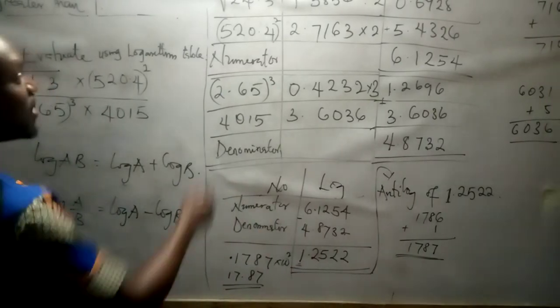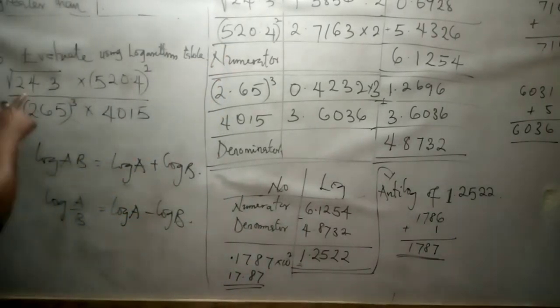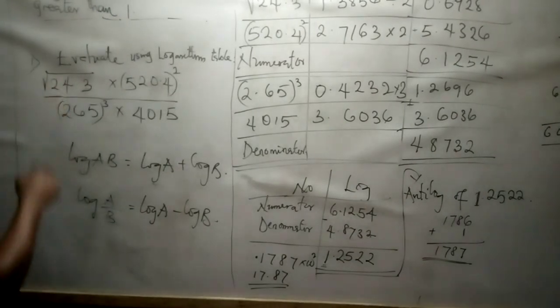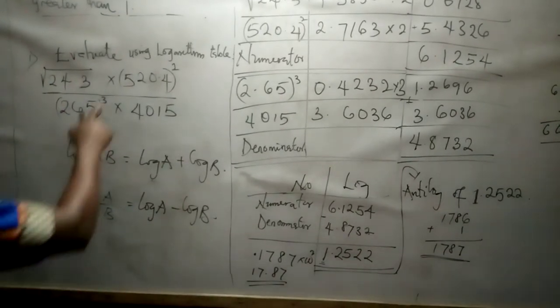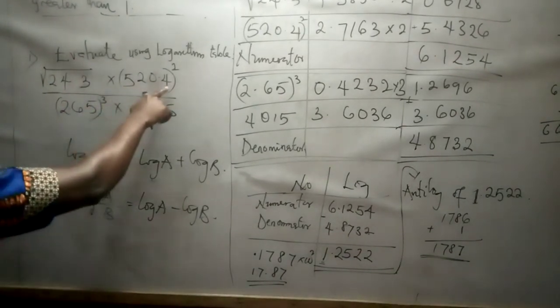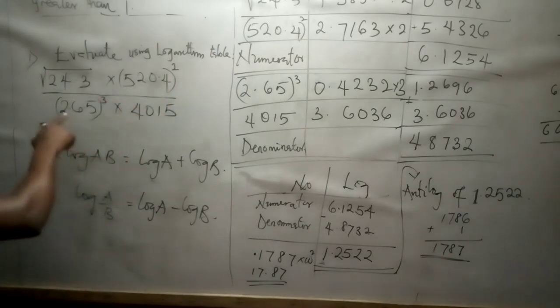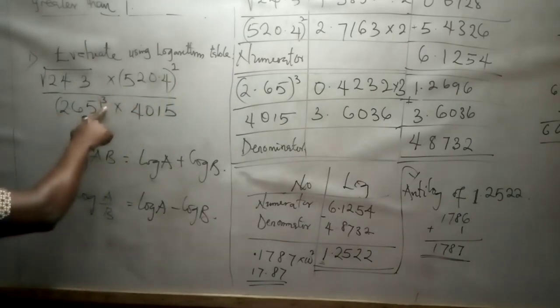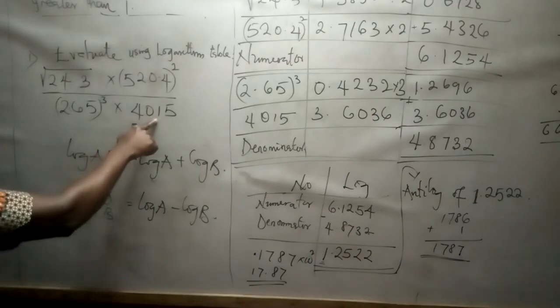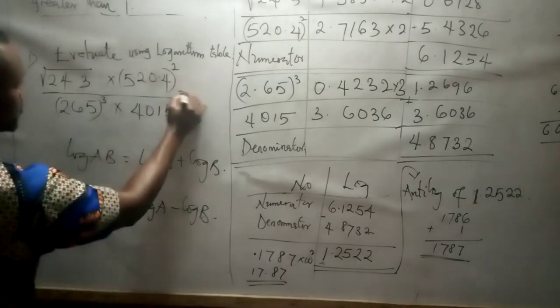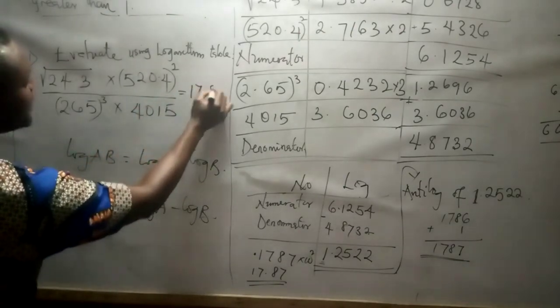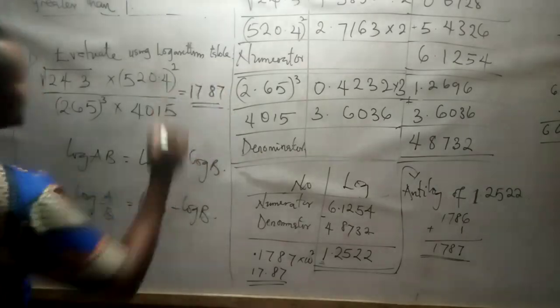So the answer of this given question, which is the square root of 24.3 times 520.4 raised to power 2, all divided by 2.65 raised to power 3 times 4015, is equal to 17.87. So we are through for today's lesson.